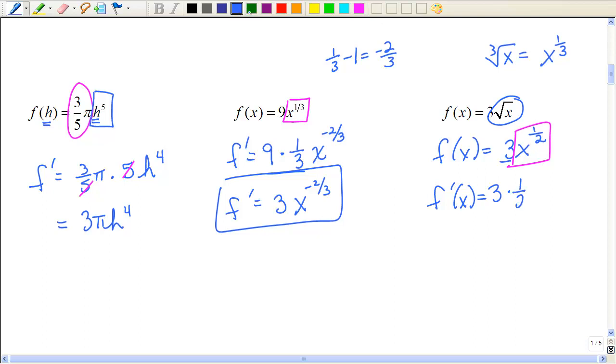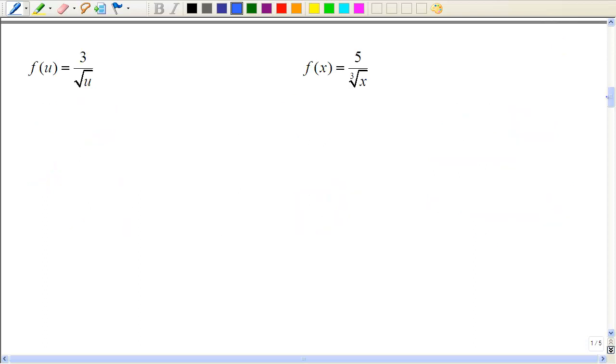So I bring down the half, then I subtract 1 from a half, I get negative a half, and then multiply those numbers together. All right, so you can see in these next two examples we have a square root and we have a cube root, but in the denominator. All right, so this time our variable is u.